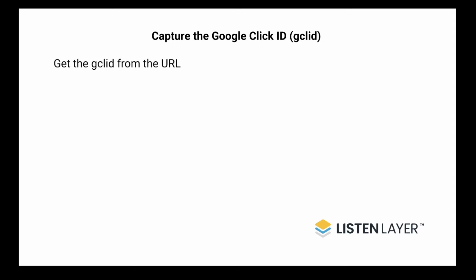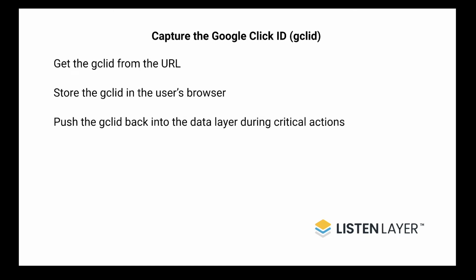ListenLayer is one of the most powerful ways that you can easily capture and store Google Click IDs. We're going to walk you through how easy this is. The first step is that we're going to get the Google Click ID from the URL. Then we're going to store the GCLID in the user's browser. And then when a critical action occurs, such as submitting a form or beginning a chat, we're going to push the Google Click ID back into the data layer from the browser storage, making it available to Google Tag Manager.